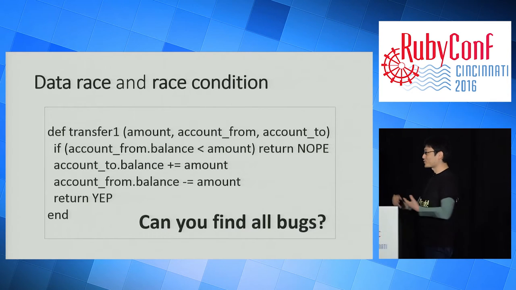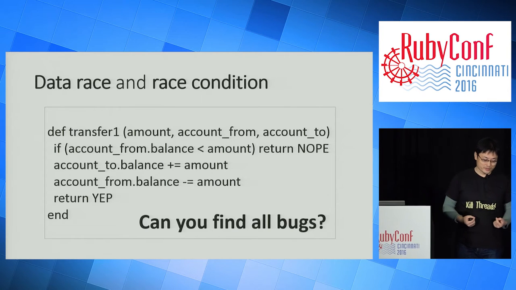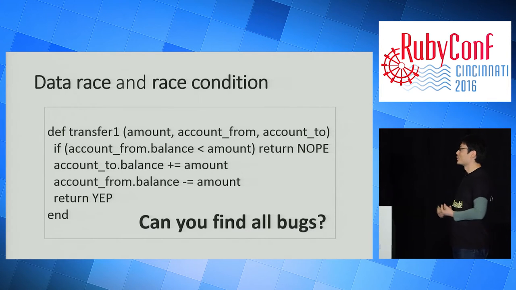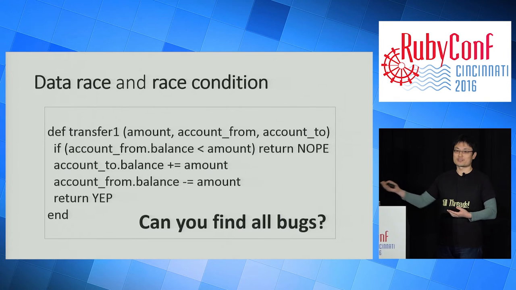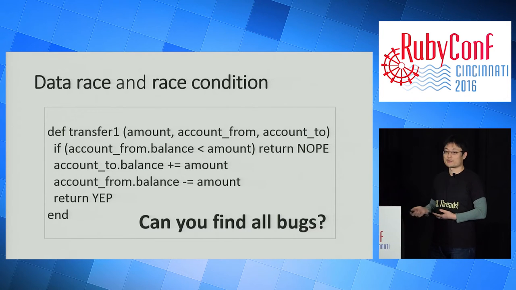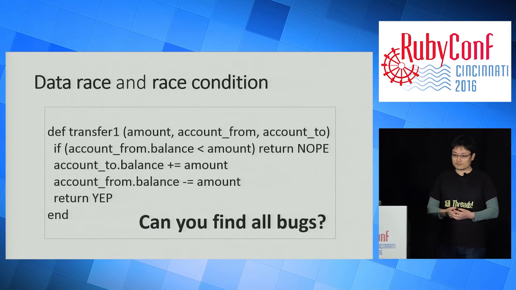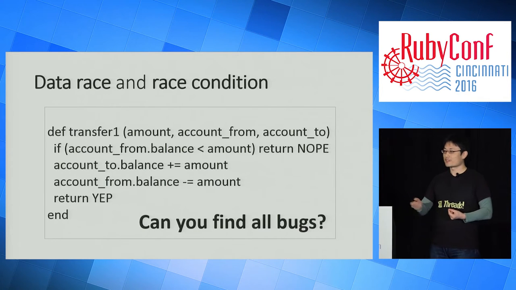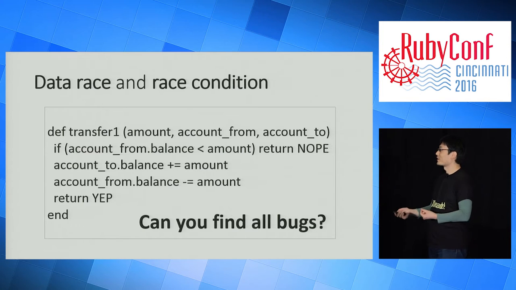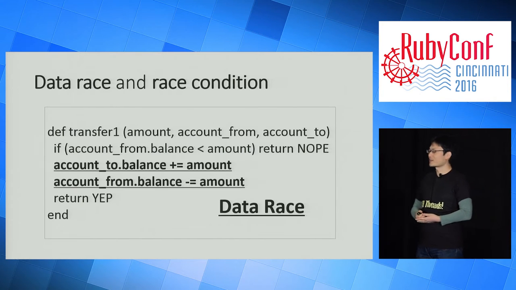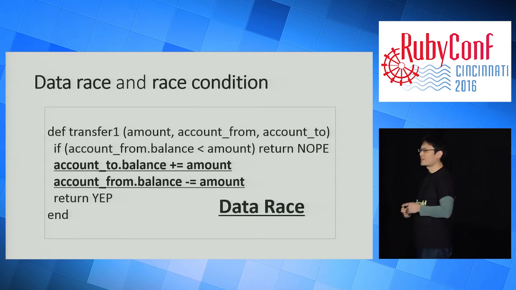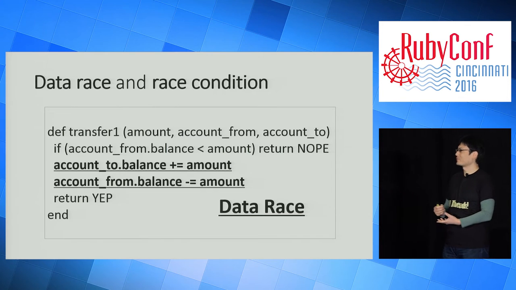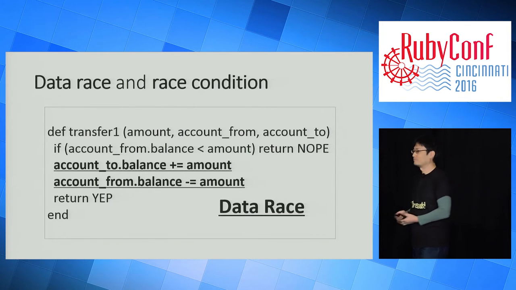The bank account transfer program is a very traditional example for parallel or concurrent execution. Maybe you can understand what this program does. So can you understand the issues? Okay. The first one is the data race. These two lines have data race issues. I won't explain what the problem is, but this is a problem.